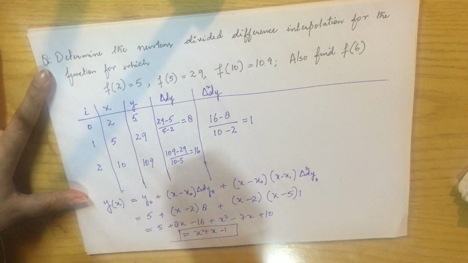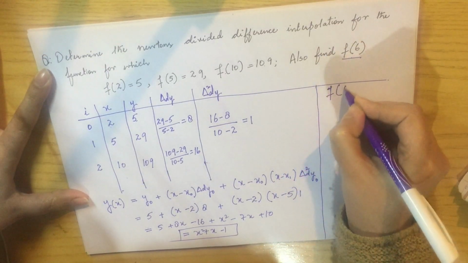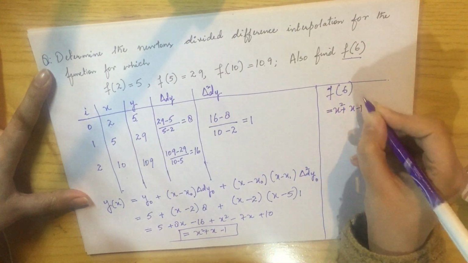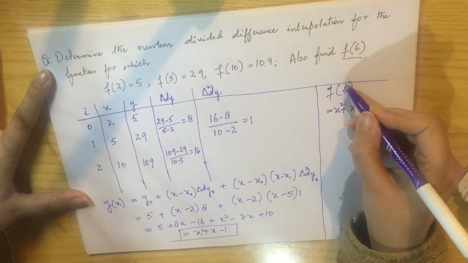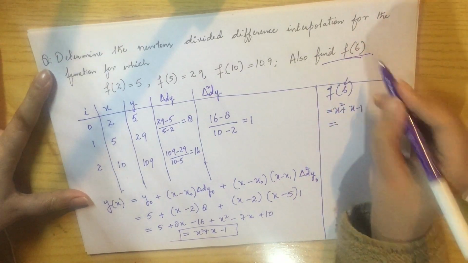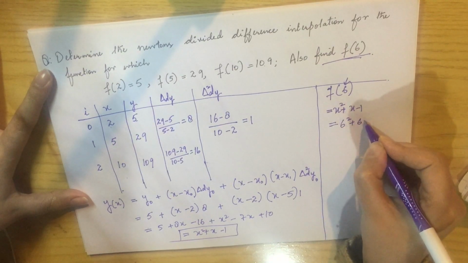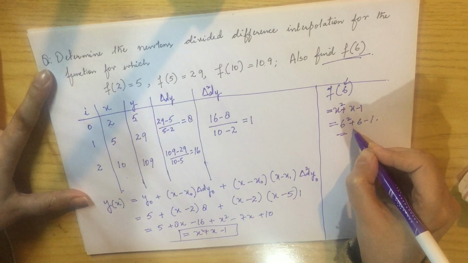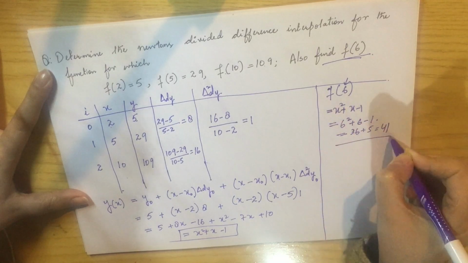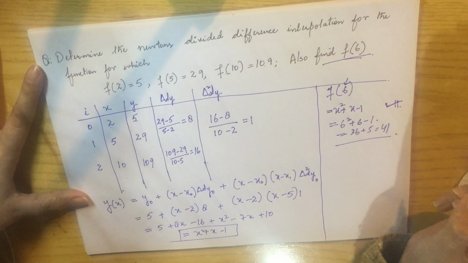Now we have been given to calculate f of 6. That means our function is now x square plus x minus 1, and we have to calculate the point at f of 6. That means our value of x is 6. So we can directly put the value in this formula. It will be 6 square plus 6 minus 1, that will be equal to 36 plus 5, which is 41. So this is how we solve the question using the Newton's divided difference interpolation formula.